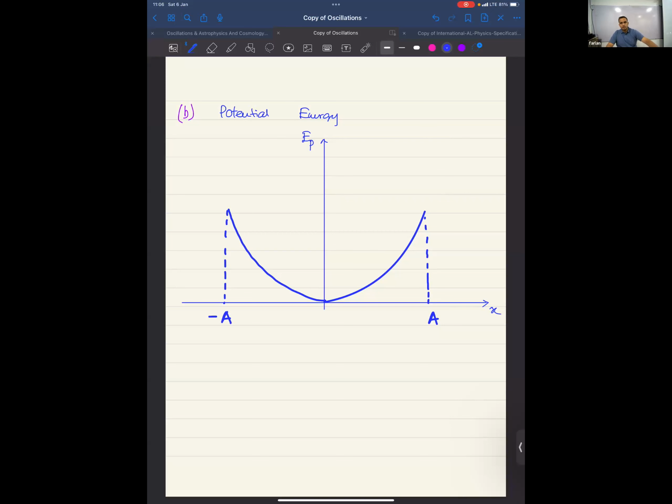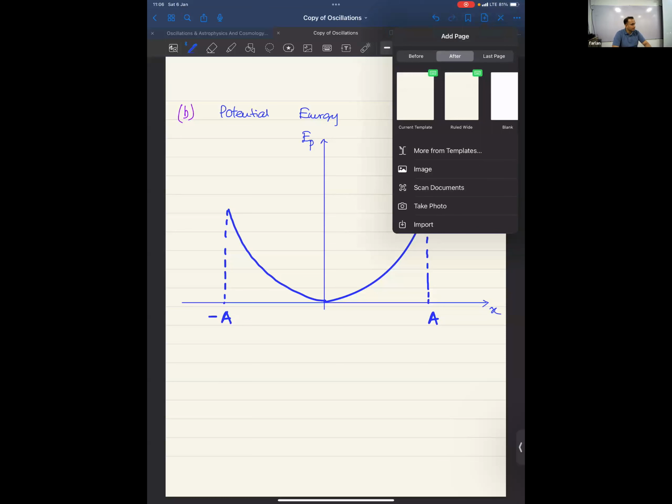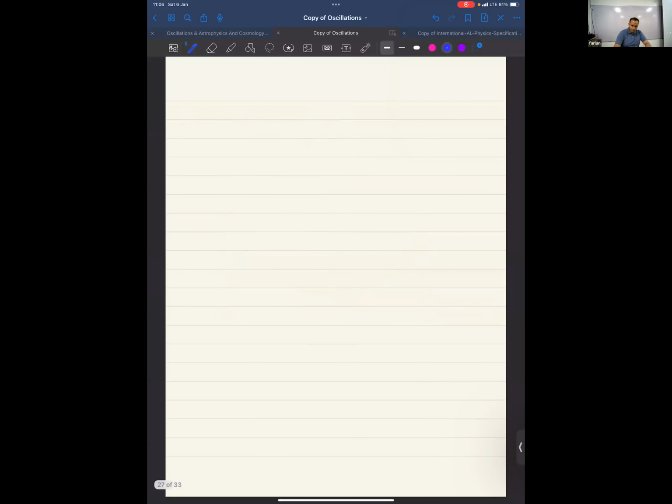Which potential? Elastic. Okay. And then part C. If you take the total energy, which is a sum of kinetic and potential energy, how will the graph be? It will always be a constant. The total energy will not change. It will remain the same.